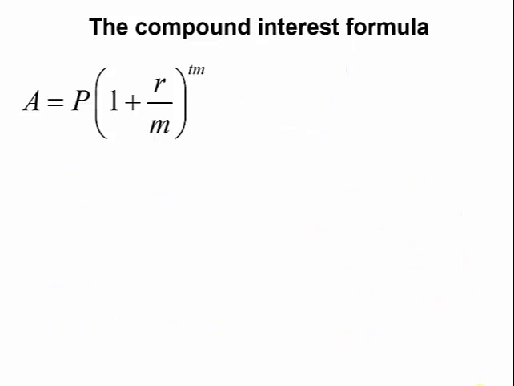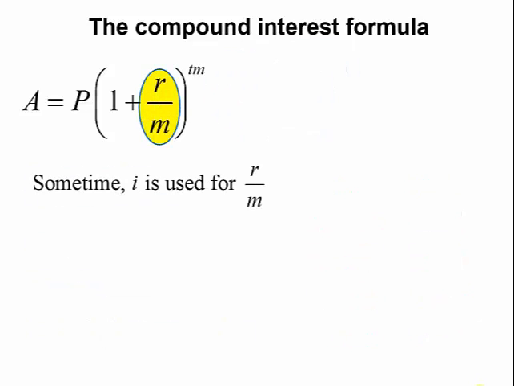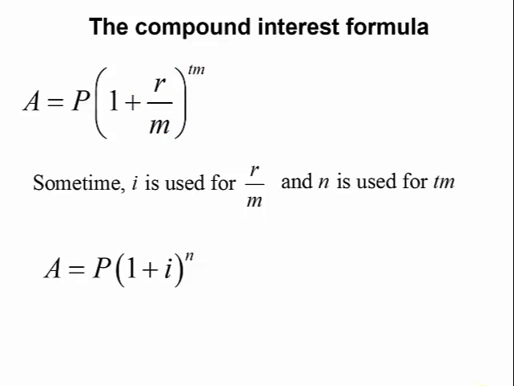And so this quantity, R divided by M, is sometimes replaced by the letter I. The T times M is sometimes replaced by the letter N to give a different looking formula. Now this is not the formula on the formula sheet. The one at the top is the formula on the formula sheet. If you use the help button or example button on some of the homework problems, you'll see the bottom formula.